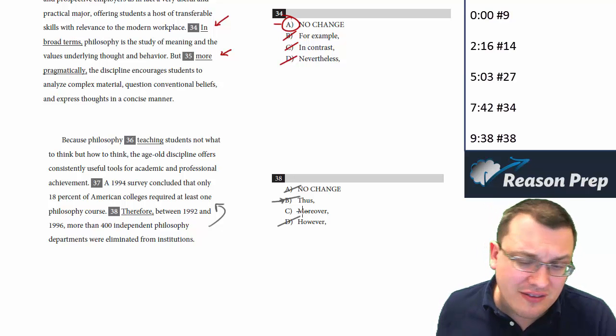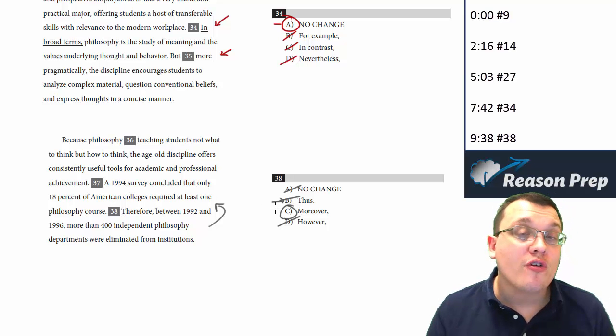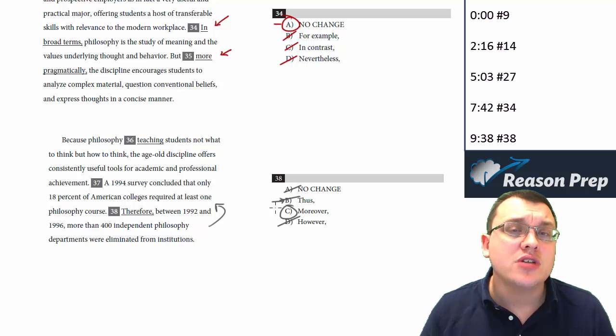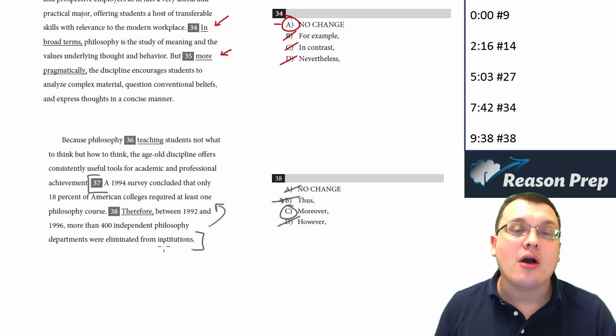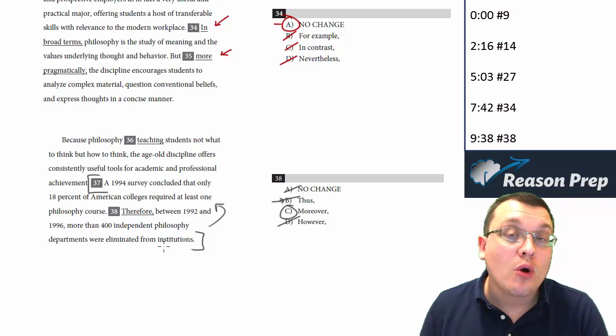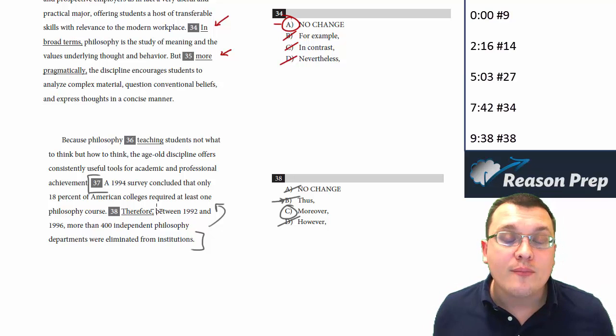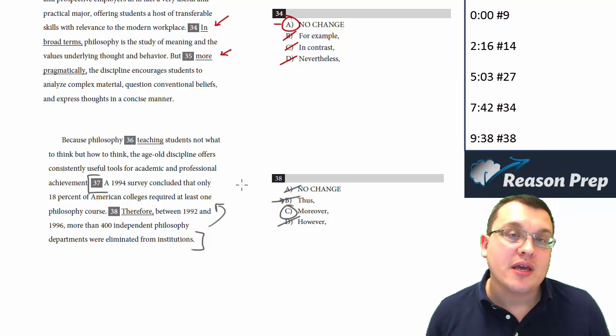If we look at D, however, we're not showing any contrast, because at the very least, this builds off of the previous sentence. But moreover works really well here, because moreover is basically like in addition. It's helping us build on the previous ideas. These sentences are showing how colleges aren't valuing philosophy, they don't require it, and they're cutting their departments, and moreover shows that building on the idea, not cause and effect, which is a little bit too strong, and that's what we see in A and B. So this one is going to be choice C.